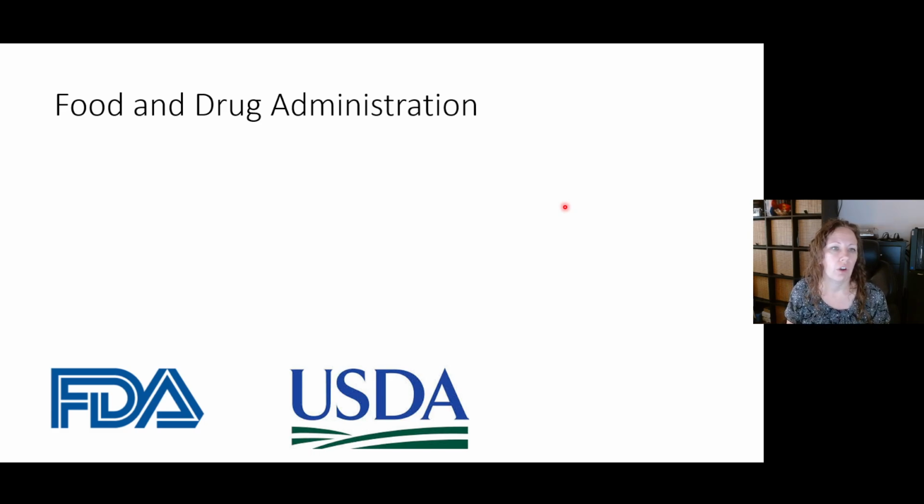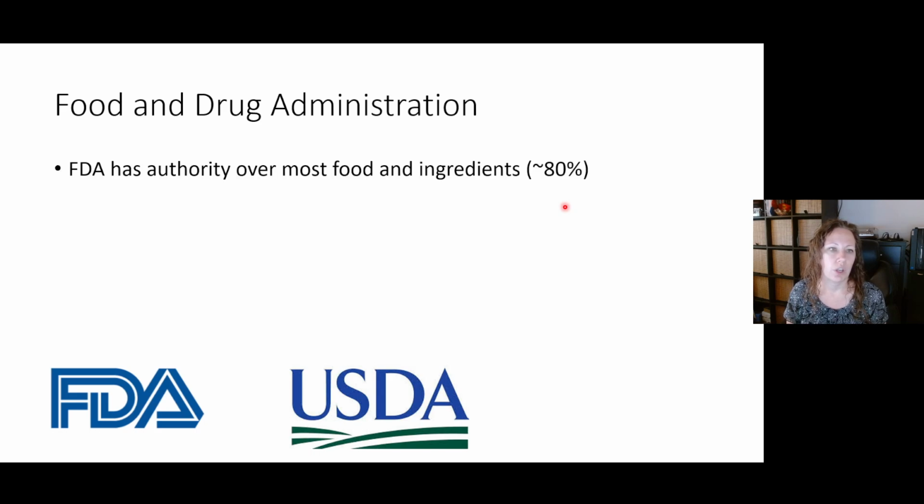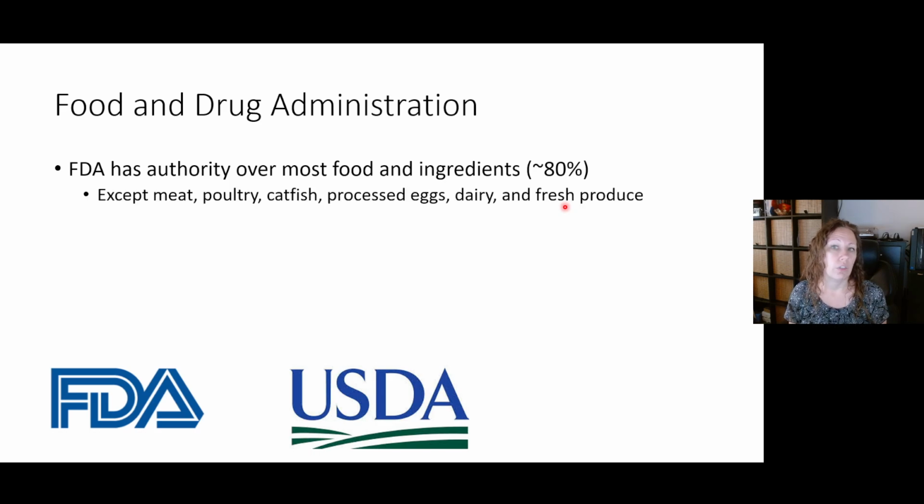So the Food and Drug Administration, also known as the FDA, has authority over most food and ingredients. About 80% of our food and ingredients in the food supply are regulated by the FDA. The exception, the other 20%, is controlled by the USDA. Okay, so FDA and USDA regulate the food supply.